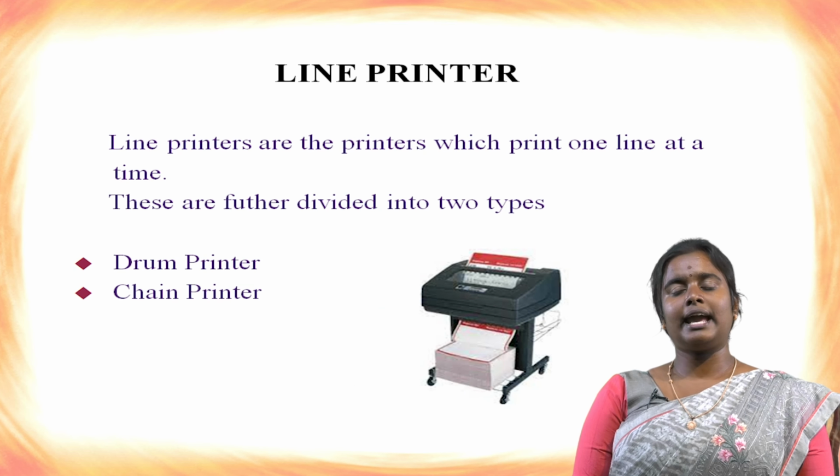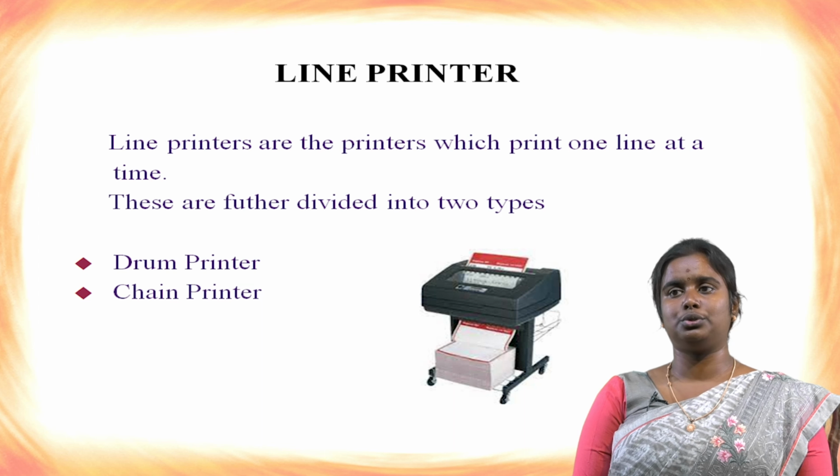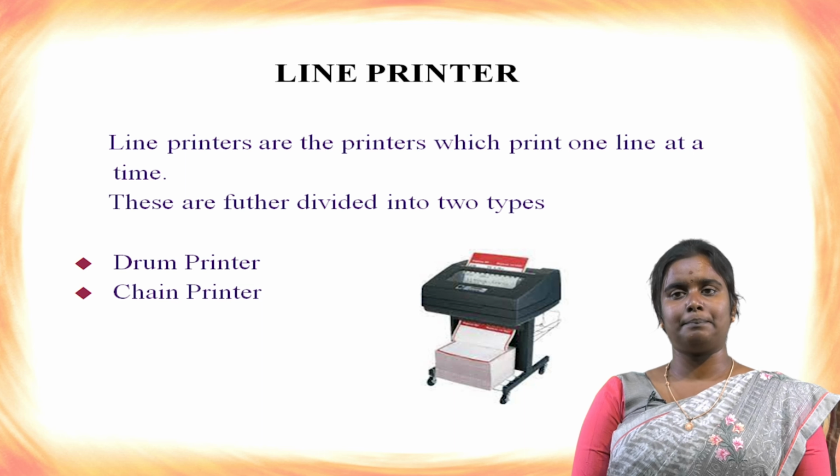Line printer. Line printers are printers which print one line at a time. These are further divided into two types. The first one is the drum printer. The second one is the chain printer.